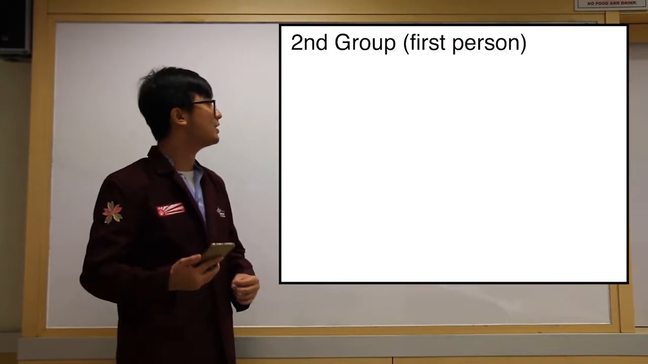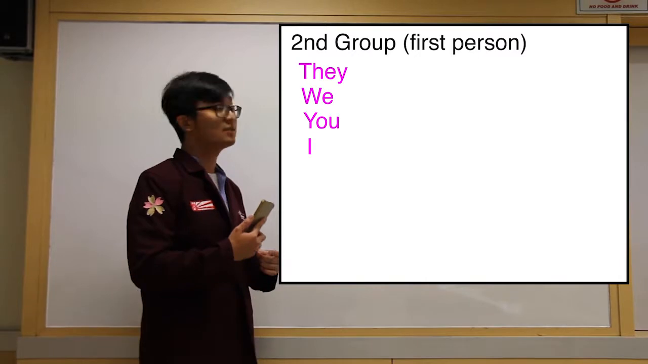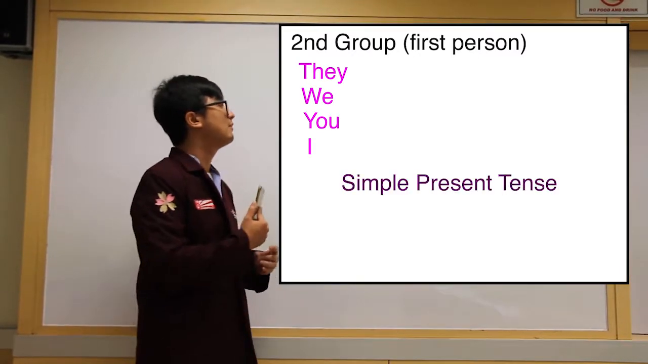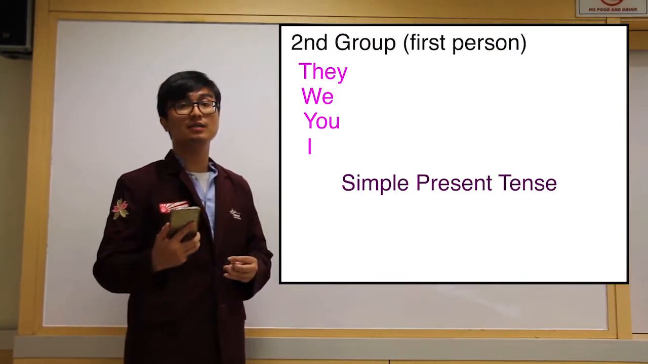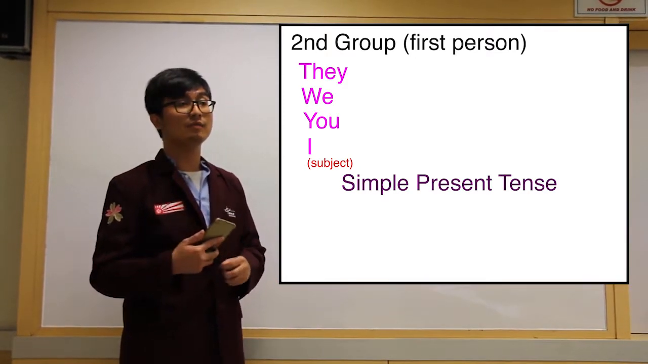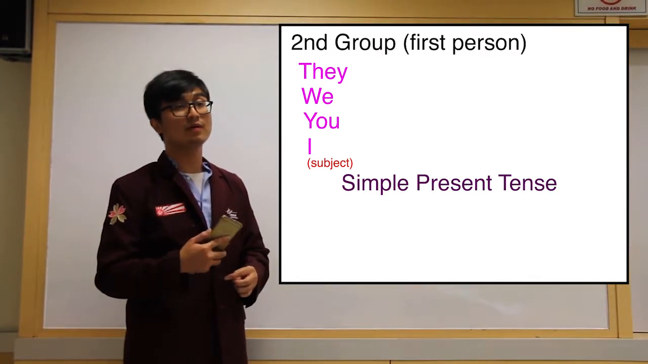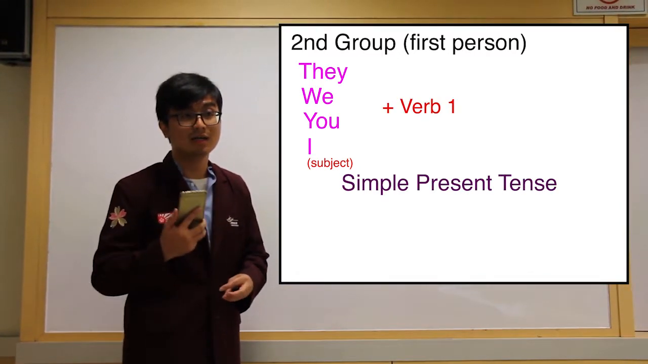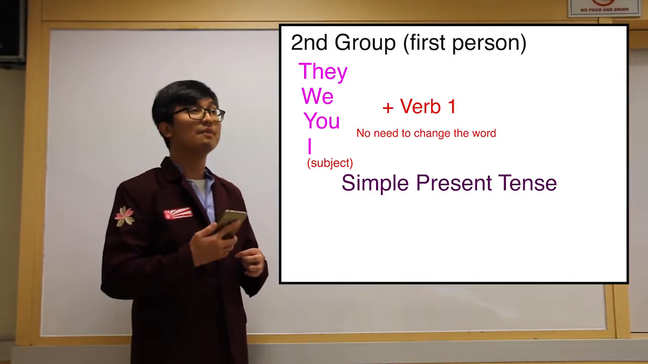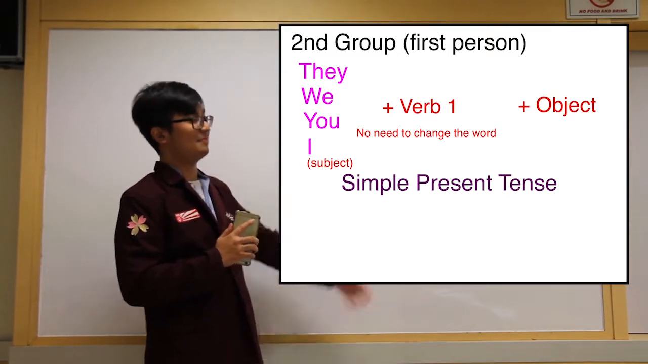The second group of the subject is they, we, you, and I. Same as before, the sentence is assumed to be in simple present tense. If the subject of a sentence is they, we, you, I, or other subject that represents those four, the formula for the simple present tense will be verb 1 only. Yes, you don't need to change the original verb 1 for the sentence. It's just like as you can see here.